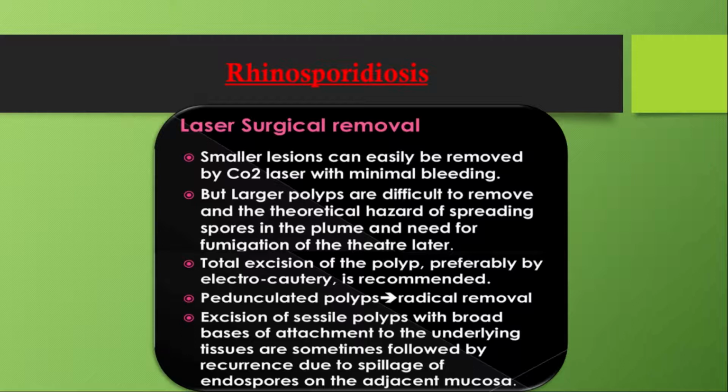Total excision of the polyp, preferably by electrocautery, is recommended. Pedunculated polyps need radical removal, whereas excision of sessile polyps with broad bases of attachment to the underlying tissues is sometimes followed by recurrence due to the spillage of endospores on the adjacent mucosa.